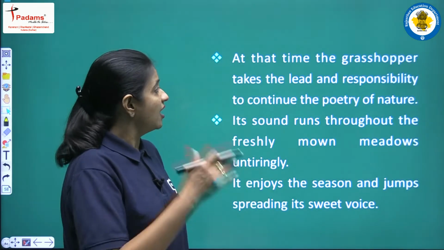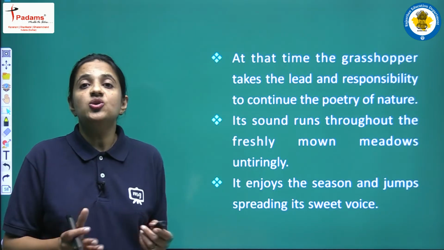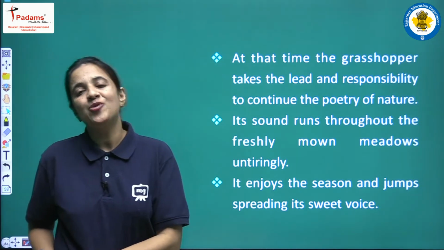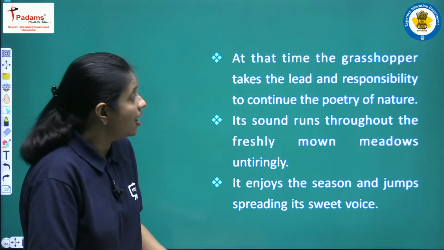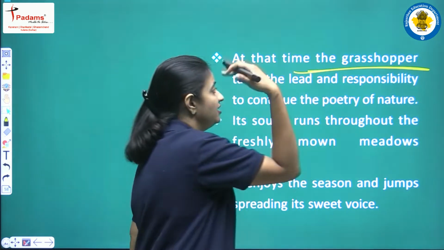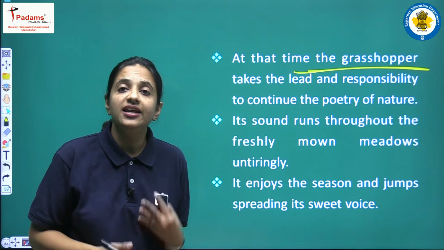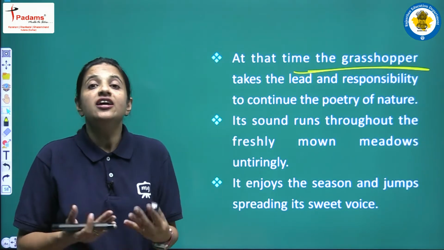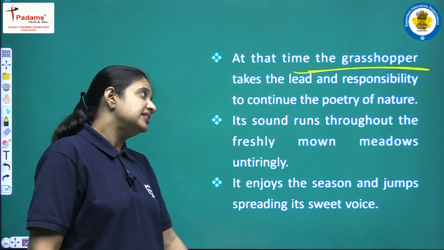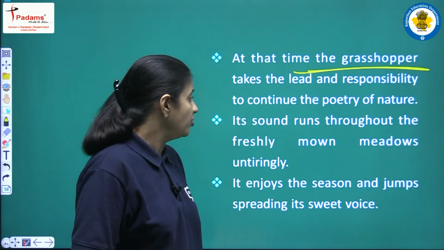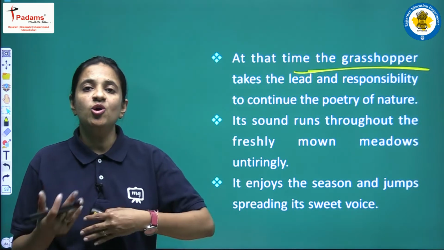At that time, the grasshopper takes the lead and responsibility to continue the poetry of nature. So at that time also, the song, the poetry, the rhythm of the music of nature continues. How? Because now the grasshopper is there, a kind of insect whose picture we have seen also. The grasshopper now takes the responsibility to represent the music of nature, or we can say the music of earth. Its sound runs throughout the freshly mown meadows untiringly, and the grasshopper moves from hedge to hedge.